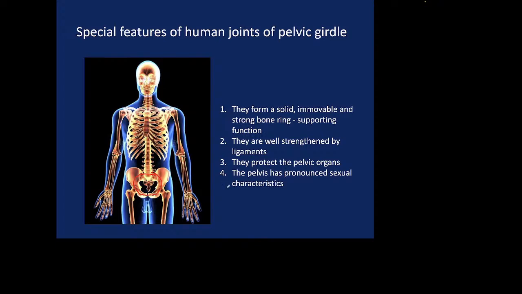Pelvic girdle joints are well strengthened by ligaments. We find a lot of ligaments in the sacroiliac joints and even in the pubic symphysis. All of the pelvic bones, as well as the sacrum, give good protection for the pelvic organs located inside. Another very interesting feature is that the pelvis has pronounced sexual characteristics. It means the male pelvis and female pelvis are different.